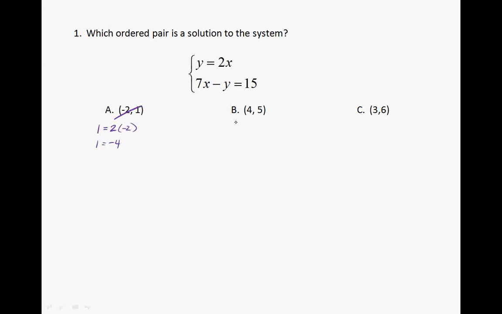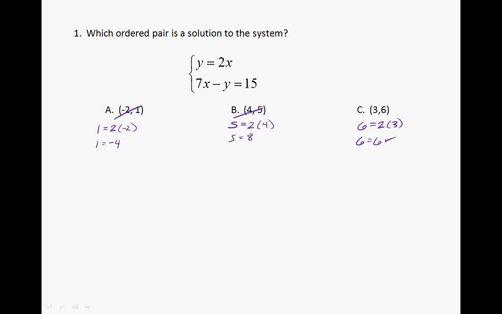4, 5. Does 5 equal 2 times 4? Well, 5 does not equal 8, so no. 4, 5 is not a solution to this system. Okay, let's try 3, 6. I'll plug 3, 6 into the first equation. Does 6 equal 2 times 3? Okay, it does. It works for the first equation.